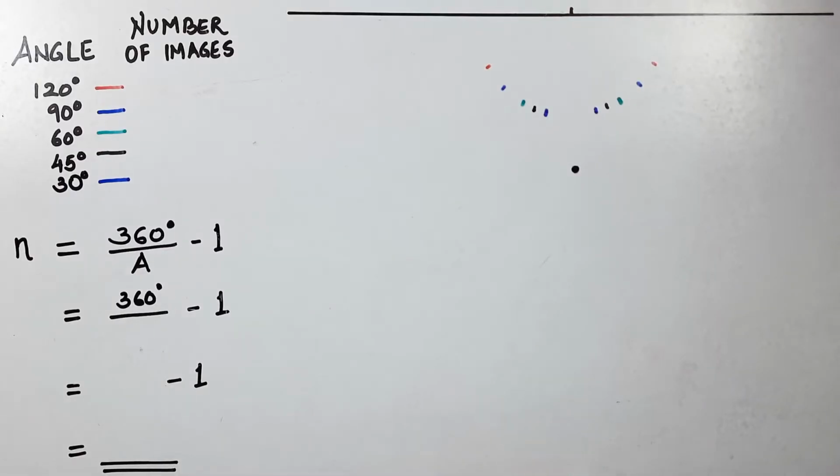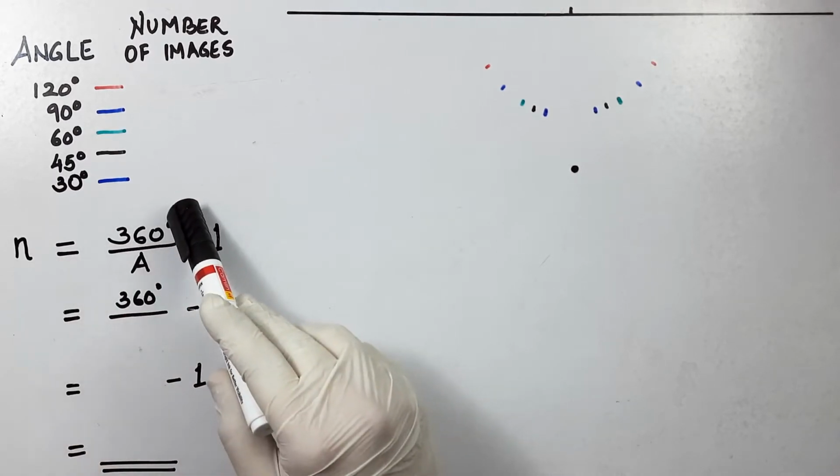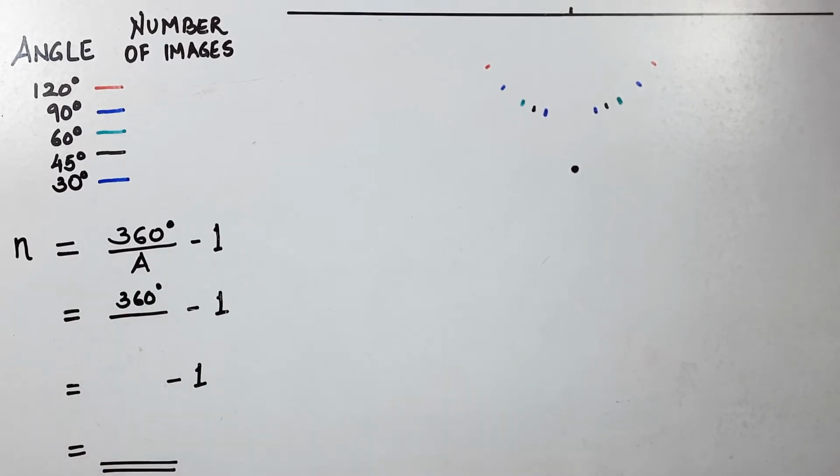So let us look at this activity practically. If we keep mirrors at an angle, then they form multiple images. Now there is a formula which says n is equal to 360 upon a minus 1, where a is the angle between the two mirrors.